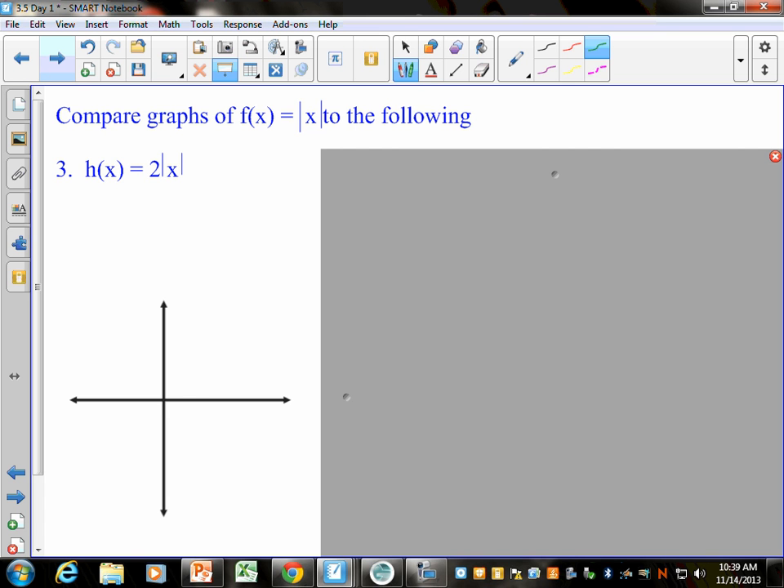Let's go ahead and graph the original one, like we did before. And so I'm going to graph that one in black again, just kind of to mimic this. But absolute value, you have to know that that's a V-shaped graph.